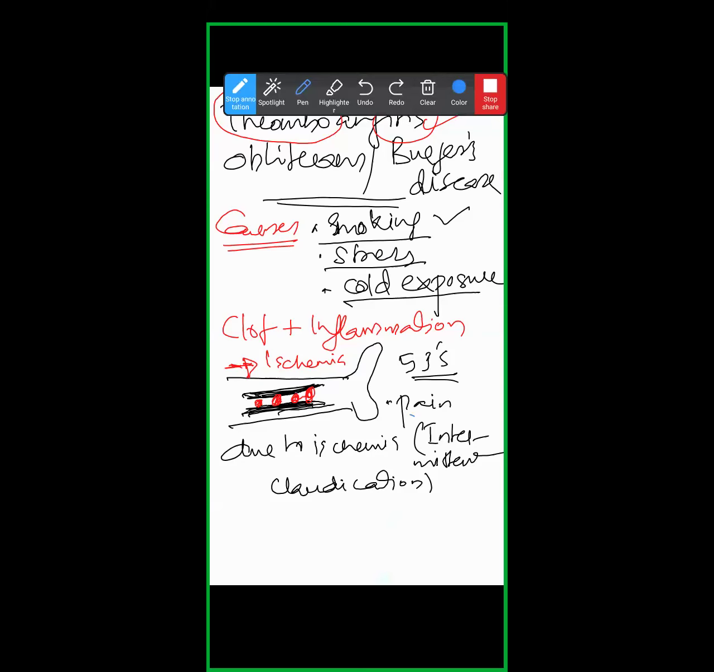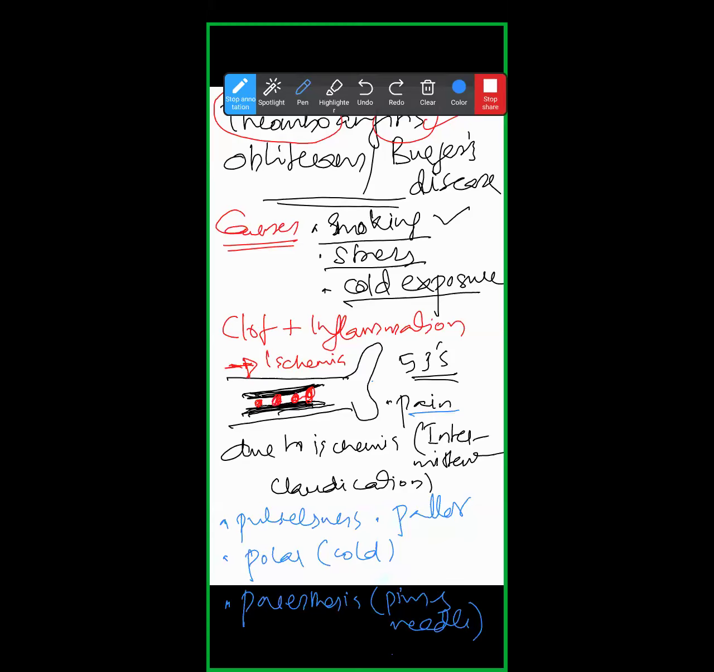The second symptom is pulselessness. Then pallor: this area becomes paler. Then polar, which means that area becomes cold because circulation is less. Then paresthesia. Paresthesia means what? A pricking sensation, a pins and needles sensation.